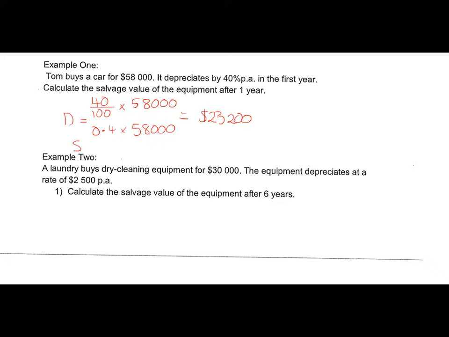The salvage value then is the initial value of 58,000 minus 23,200, the amount of depreciation, times by 1. It's only happening for one time period. You can put that into your calculator, and that is 34,800. Remember the units are dollars, so we take care to write in the units as well.